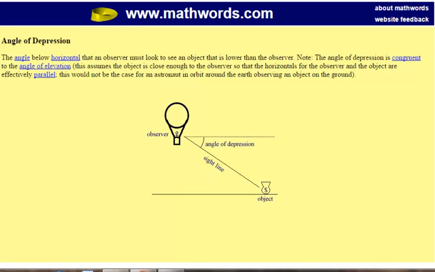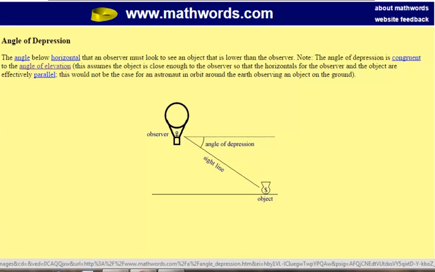Now let's take a look at the angle of depression. In this case, the angle of depression is the angle below the horizontal line that an observer must look to see an object that is lower than the observer. So if this person is in a hot air balloon, then they are at the horizontal line. You draw a horizontal line where they are, and this angle right here that is created from their perspective looking down at an object below them is the angle of depression.